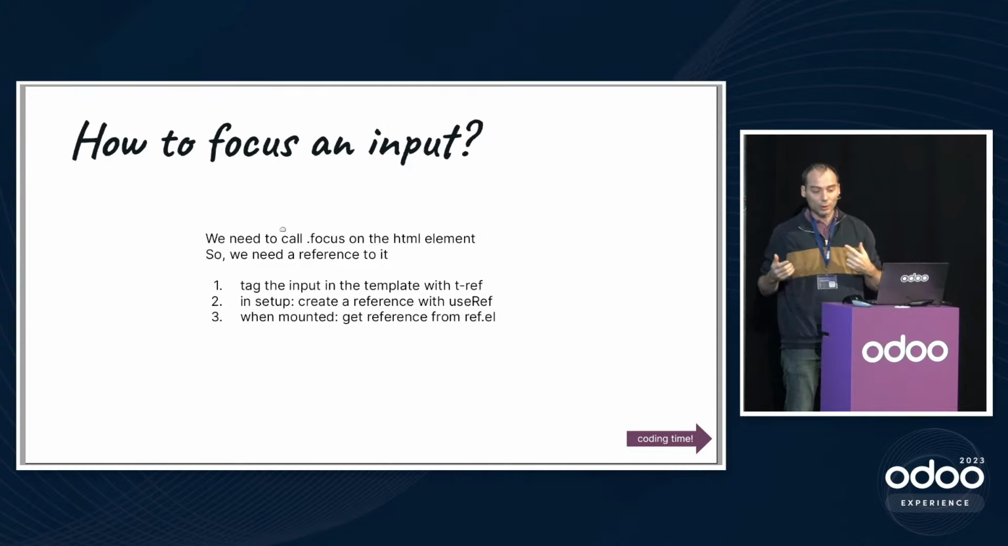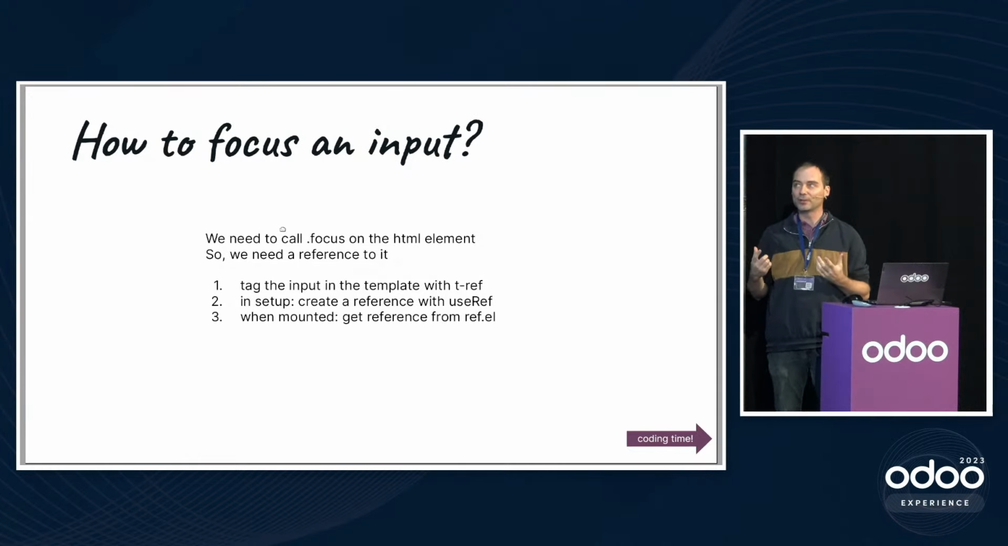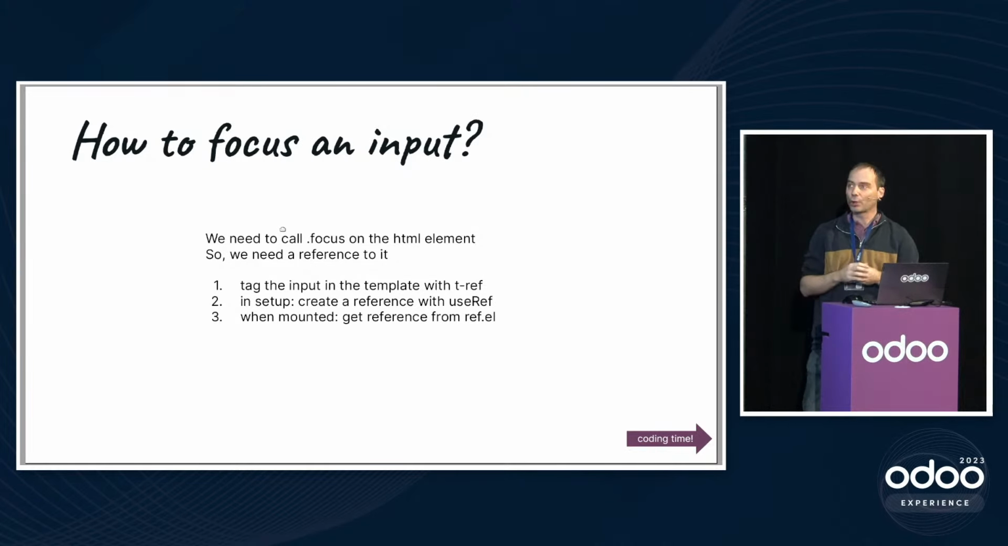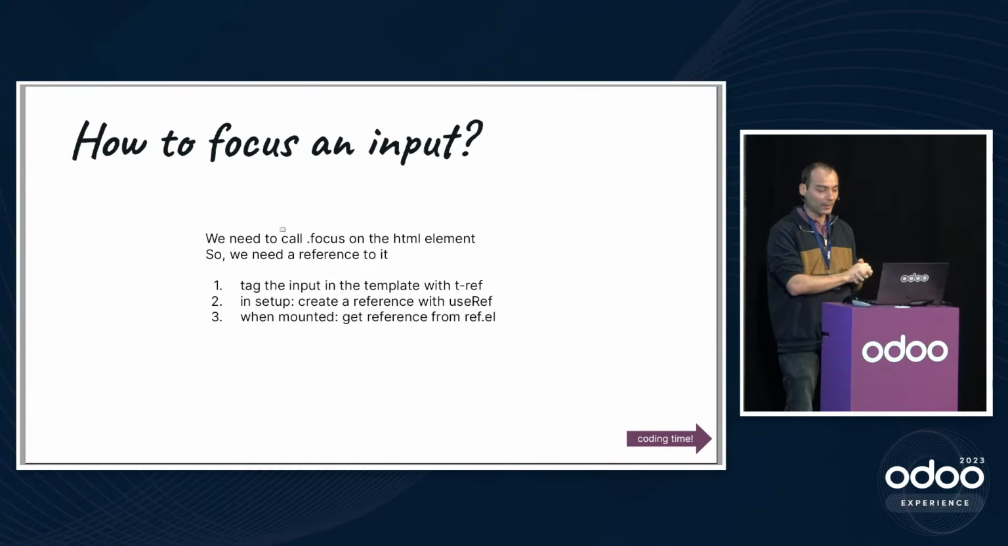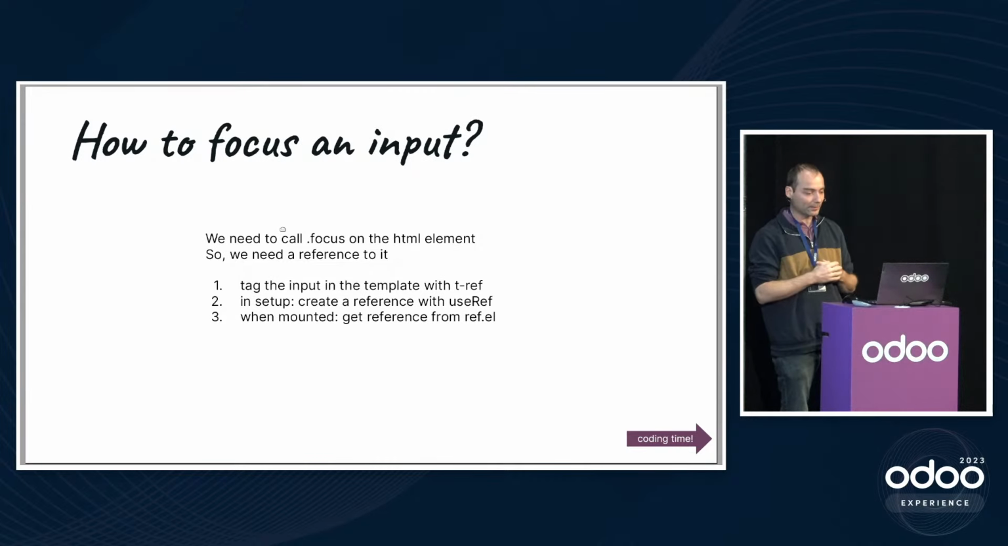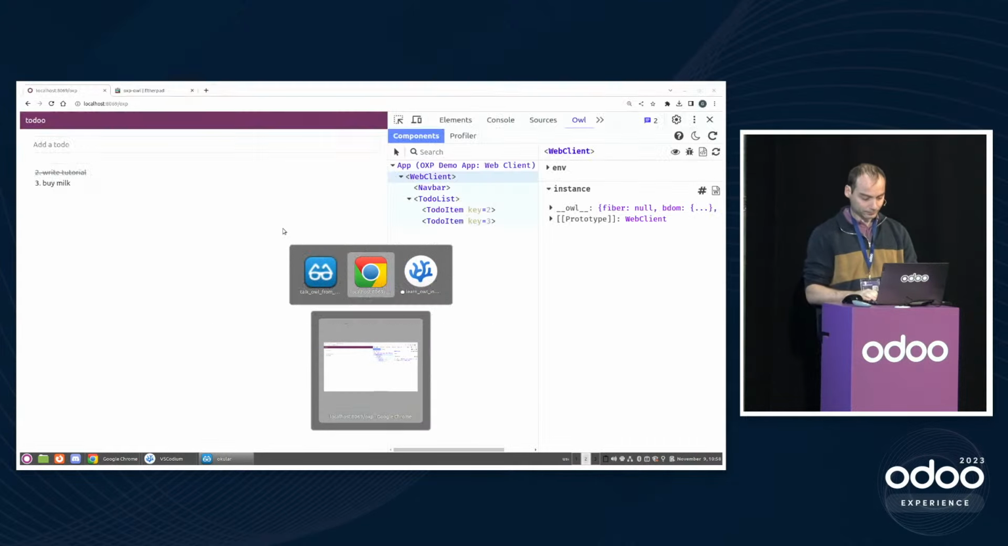So first, we will need to get a reference to this input element. And to do that, it's kind of a complicated process. Each step is simple, but you need to do them to understand them. First, we will give a name to our input element in the template. And to do that, we will use t-ref. Then, in the setup function, we will create a reference object that points to this element. And only when it's mounted, we will read the value from that. So let's see what it looks like.